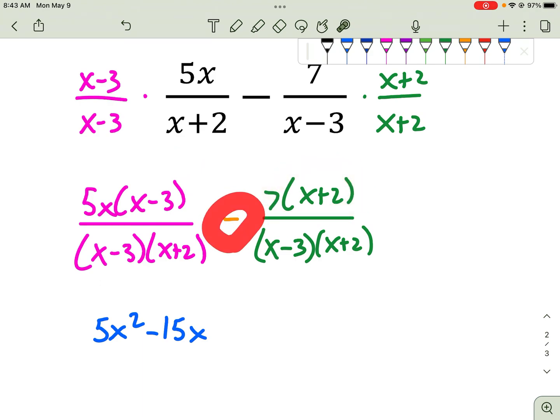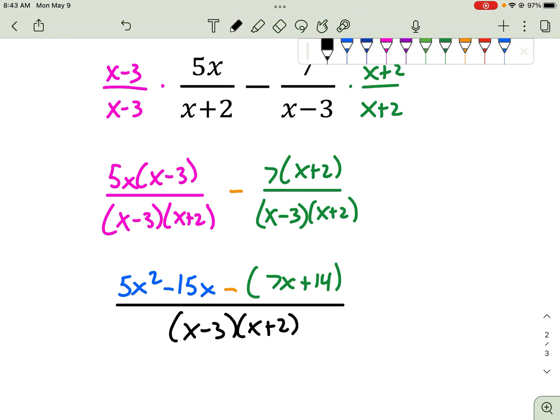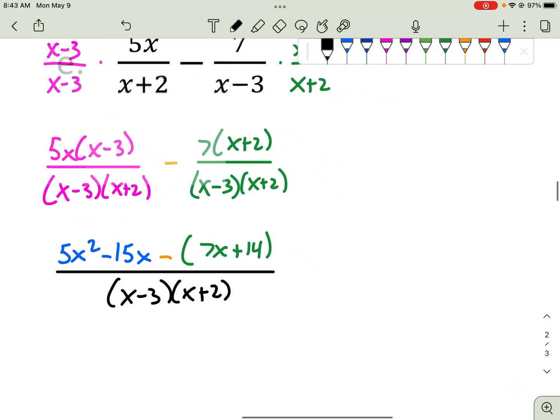Now notice this minus sign here. That messes things up a little bit. So we're going to do minus, and then everything from this other numerator needs to go in parentheses. So it's going to be 7x plus 14. Because this minus sign needs to get distributed down here. Okay, and then all of that is still over our common denominator, x minus 3 times x plus 2. So we have that.